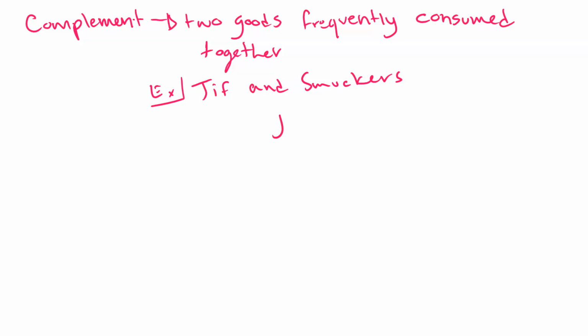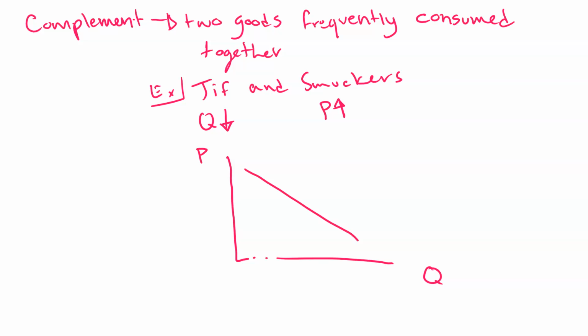So if we're talking about the demand for Jeff, if the price of Smuckers goes up, that complement goes up, then you'd expect the demand for peanut butter to go down, because fewer people are going to buy Smuckers, the jam, if the price is higher. So if fewer people are buying Smuckers, and we've got this thing we normally sell with Smuckers, the quantity of that's going to go down. So that would shift our demand curve to the left.